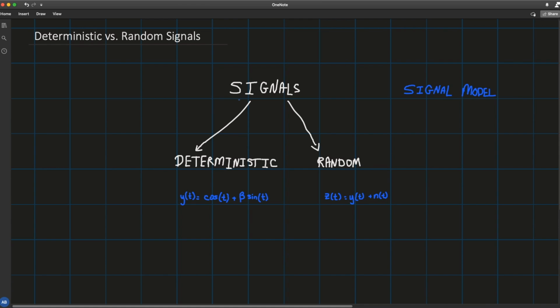Now, keep in mind that the mathematical framework for theoretical analysis of random signals is provided by the theory of probability and stochastic processes. Now, we're going to talk about both concepts throughout this course. So whenever we have a random signal model framework, we're going to naturally approach this problem through tools from theory of probability and stochastic processes.